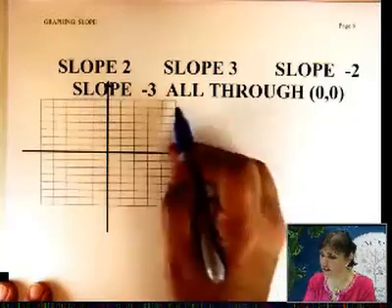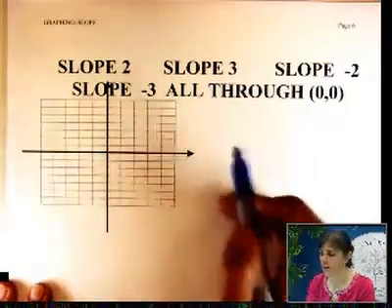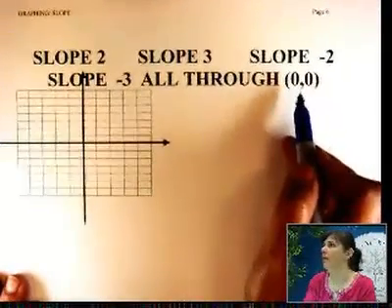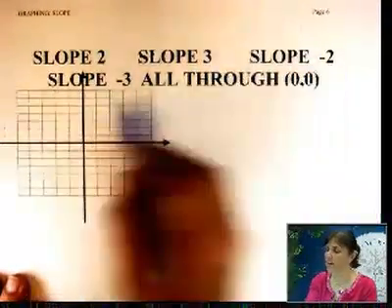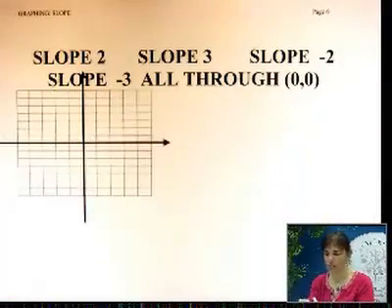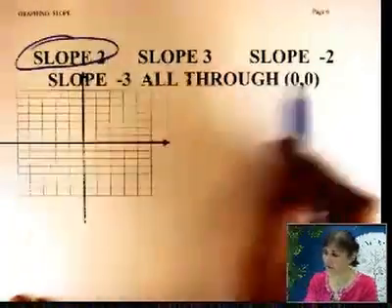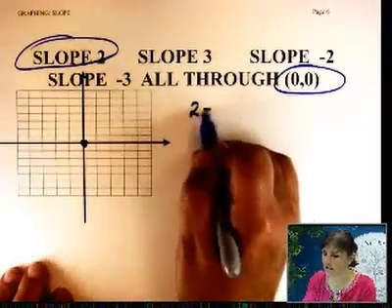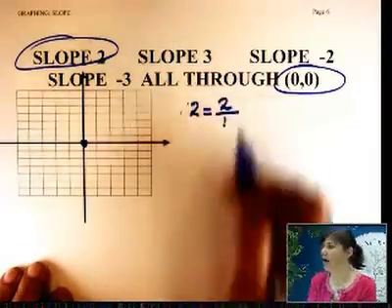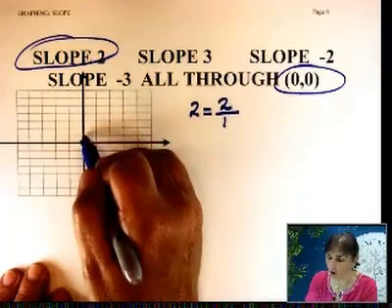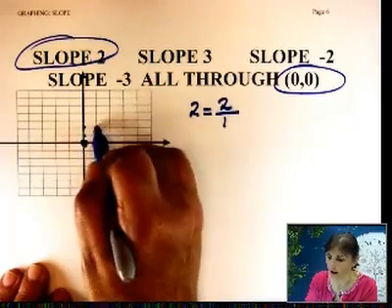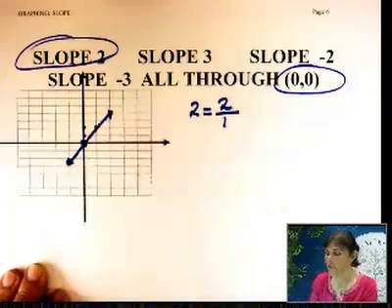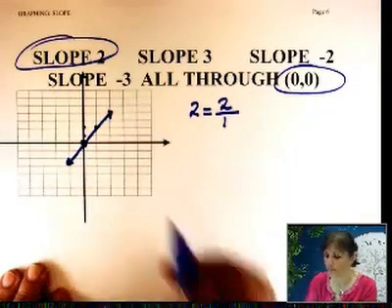Let's look at how I can draw slopes if somebody says, I want a line that goes through 0, 0, and that will have a slope 2, slope 3, slope negative 2, slope negative 3. So how do we do that? Let me do the slope 2 going through 0, 0. Slope 2 means 2 over 1: 2 rise, 1 run. Watch. You go up from that point and 1 over, and now you draw a line. This is a 2 to 1 slope.